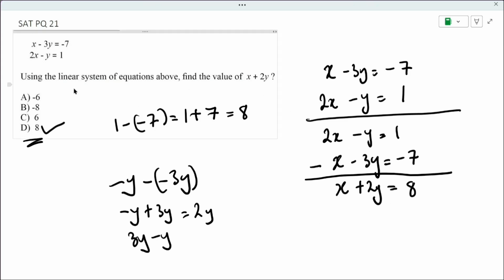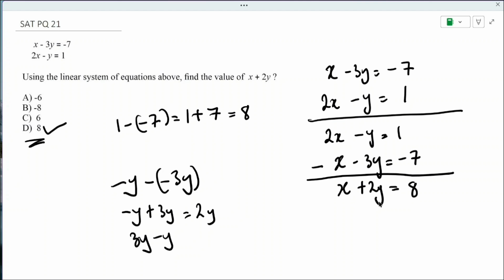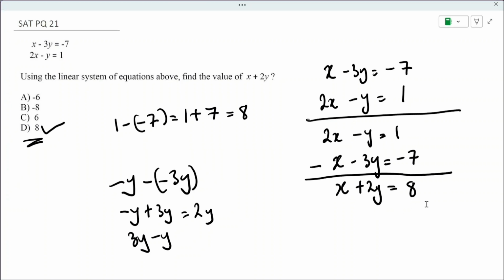So rather than go through the route of finding the value of x and y, then substituting them into this expression to find the value of x plus 2y, you can just switch the positions of the equations, then subtract and get the answer. That quick. But note, there are questions where you might have to find the value of x and y, then substitute them into the expression to find your answer.